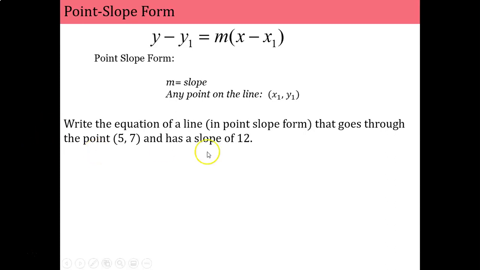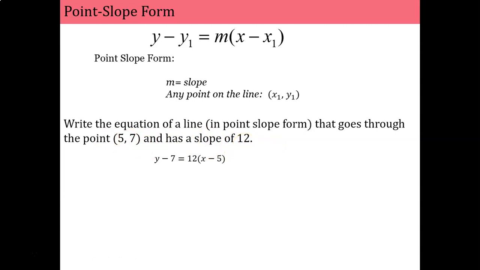All right. So we know the slope, that's 12. So that's going to be plugged in right here for m. And then we know a point that the line goes through, that's 5, 7. This is our x coordinate, this is our y coordinate. So this is going to get plugged in for x sub 1, and this is going to get plugged in for y sub 1. So all I did is I replaced y sub 1, m, and x sub 1 with the numbers that are appropriate.